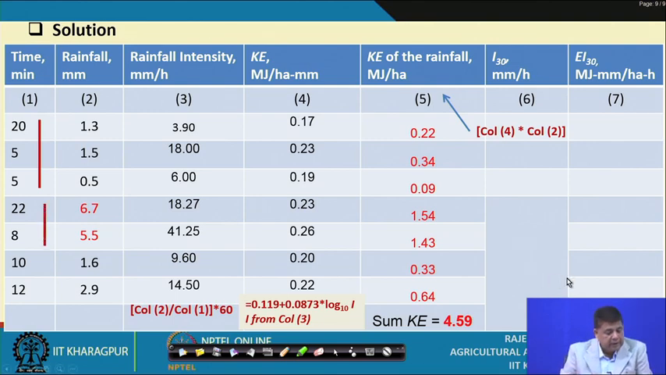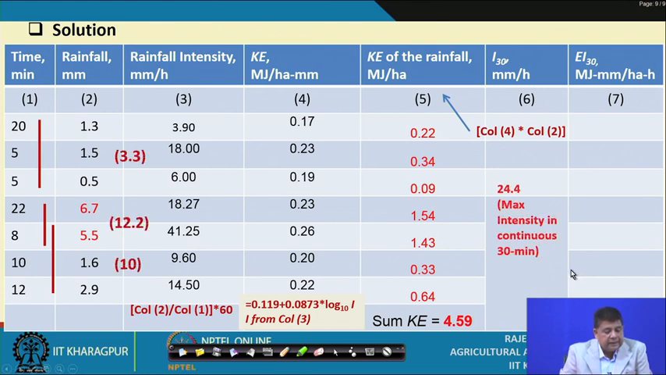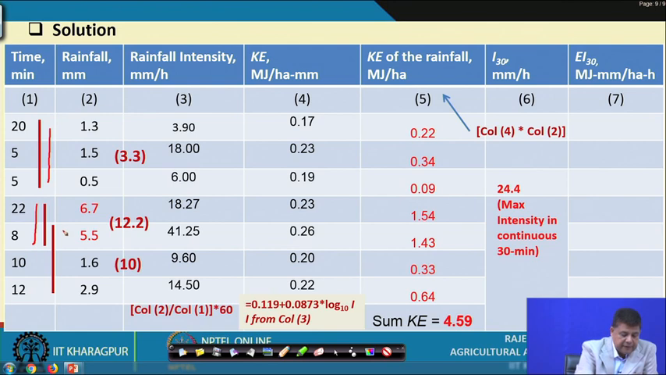So, here if we analyze one by one, we see that there are 3 different events we can identify of 30 minute duration: 22 plus 8 is 30, 8, 10 and 12 is 30. And in each of these 30 minutes we can calculate the total rainfall: 3.3 mm, here 12.2 mm and here 10 mm.